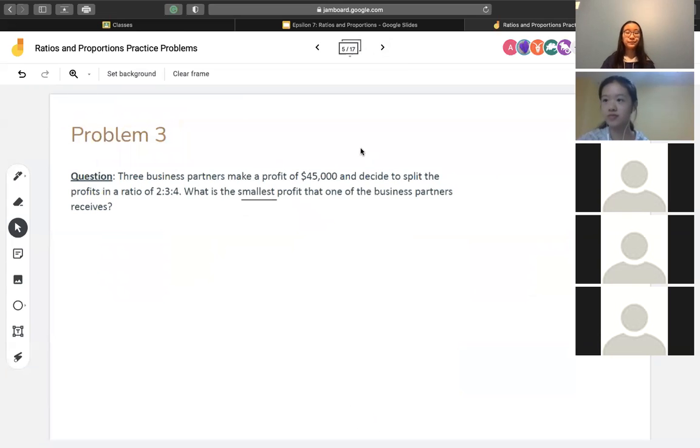Okay, next problem. 3 business partners make a profit of $45,000 and decide to split the profits in a ratio of 2 to 3 to 4. What is the smallest profit that one of the business partners receives? And for the future, try not to work ahead on any problems behind this one to help keep the lesson on track.